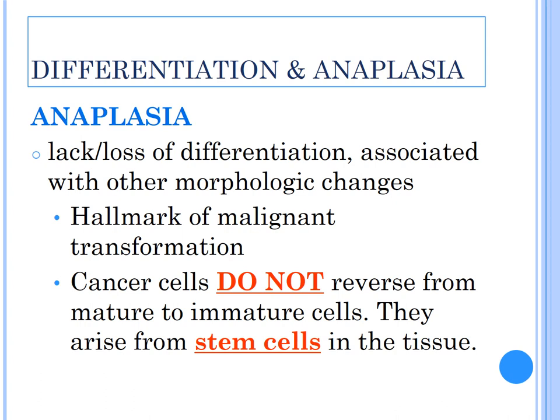There are other morphologic changes besides differentiation. And remember, that is the hallmark of a malignant transformation. Cancer cells do not reverse from mature to immature. And like you have learned in metaplasia and hyperplasia, you do not originate the cells from the normal mature cells. They arise from stem cells that are found in the tissue. They are latent there. When they are stimulated, then they start to differentiate and produce the cell that is going to be growing there. It is the hallmark of malignant transformation. The moment you see anaplastic changes, that is malignant.